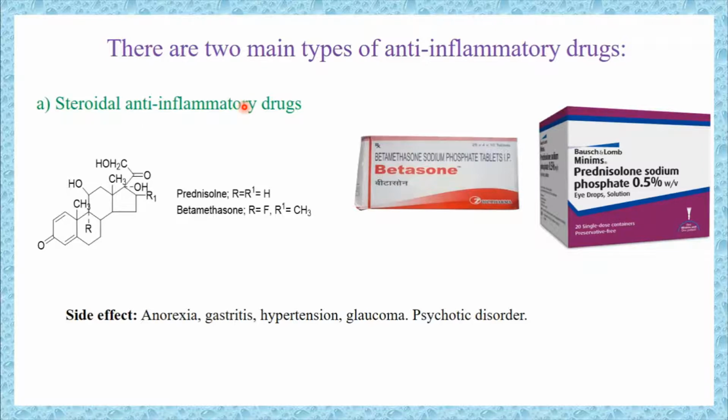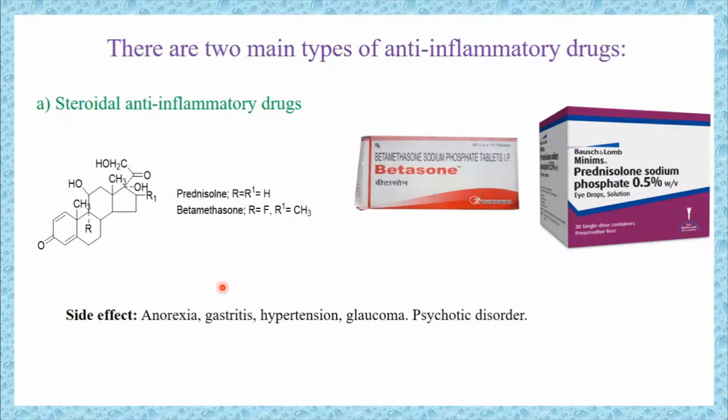So this is the general structure of one steroid. R and R1: when R is equal to hydrogen, the structure will become prednisolone, and when this R is equal to fluorine and this R is equal to CH3, the structure will become betamethasone. You have seen this betamethasone and prednisolone as anti-inflammatory drugs in your medical store.